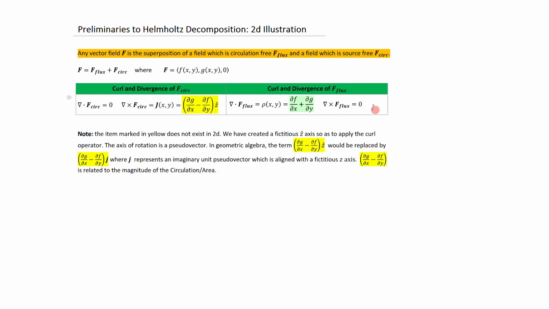In this case, of course, the curl of a field which is purely of flux form is equal to 0. So as I mentioned, the items marked in yellow do not exist in 2D. So we've created a fictitious z-axis so as to be able to apply the curl operator, and the axis of rotation is a pseudovector. Now in geometric algebra, which we just briefly discussed in the last lecture, the term ∂g_x/∂x minus ∂f_y/∂y times z hat would be replaced by (∂g_x minus ∂f_y) J bold, where J represents an imaginary unit pseudovector, which is aligned with the fictitious axis. And the differential term here is the scalar that pre-multiplies the pseudovector. It's related to the magnitude of the circulation divided by the area.